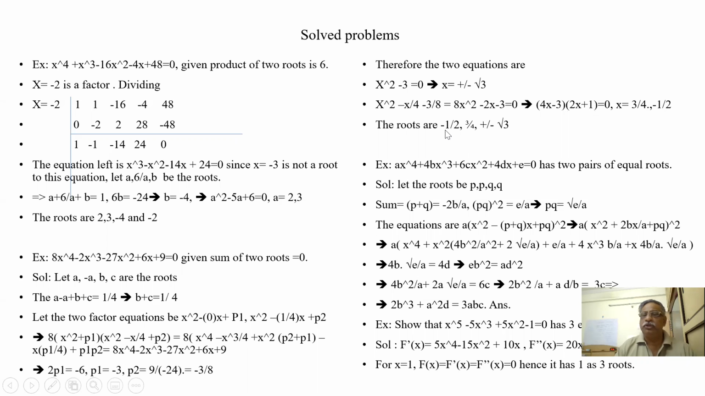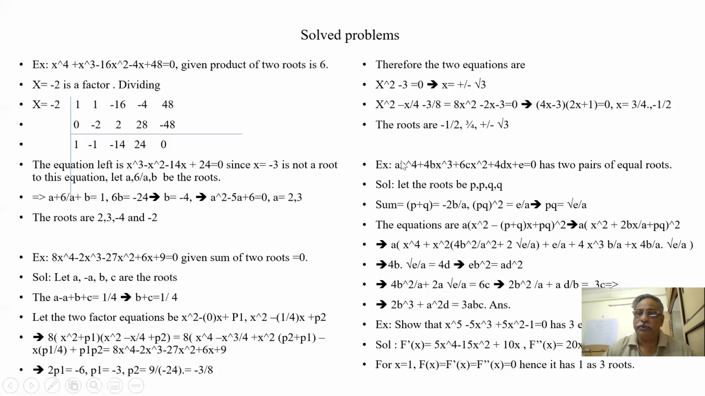So what are the total roots? Minus 1 by 2, 3 by 4, plus or minus root 3. Always remember, if the coefficients are all real numbers, this irrational root 3 will come in both plus and minus. Because when I do the sum of the roots, these two get cancelled, and I will get a real coefficient, a fraction, a rational number. So these two get cancelled.